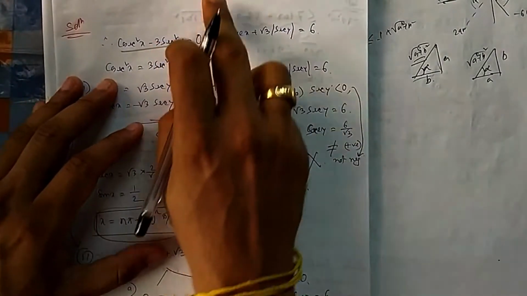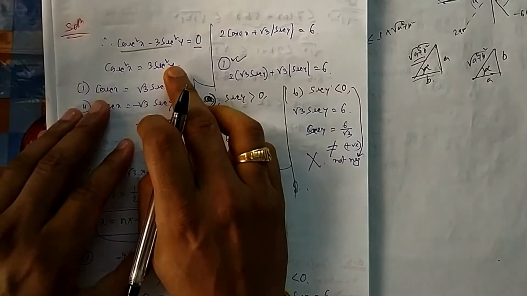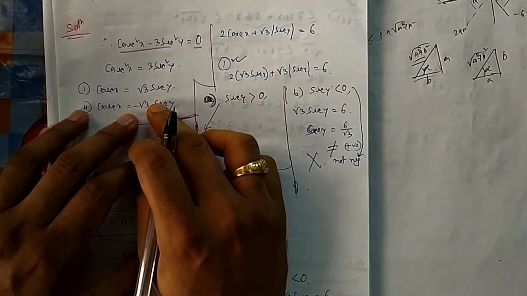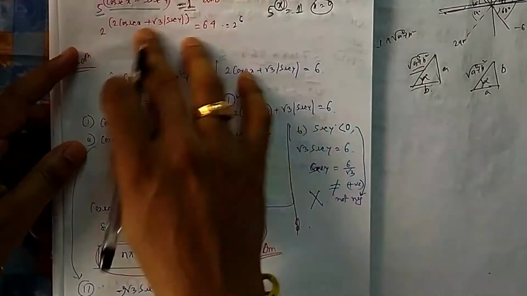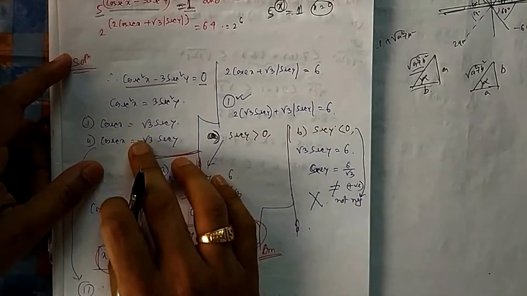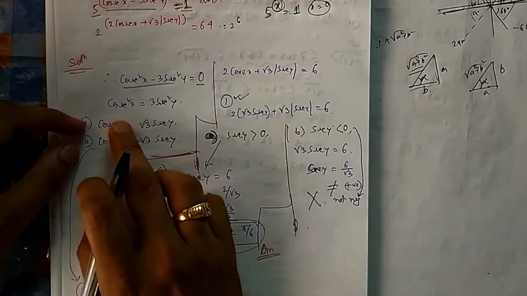First let me try with this one. This is 0. Okay, if I simplify it, then cos x equal to 3 sec square y, or cos x equal to root 3 sec y, or minus root 3 sec y, because it is plus minus, both can happen. In trigonometry you have to consider this, and because they have not mentioned any quadrant, you have to think for all 4 quadrants. So one can be plus, one can be minus. So these are 2 equations I got from this one.